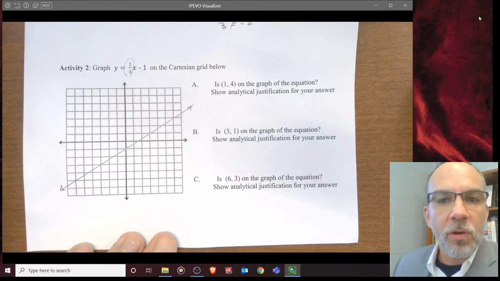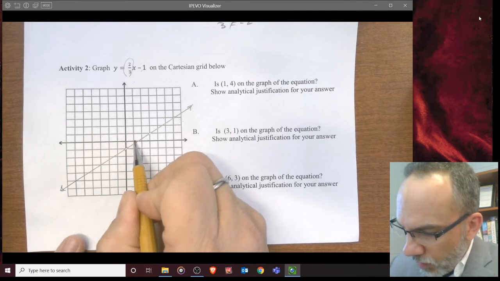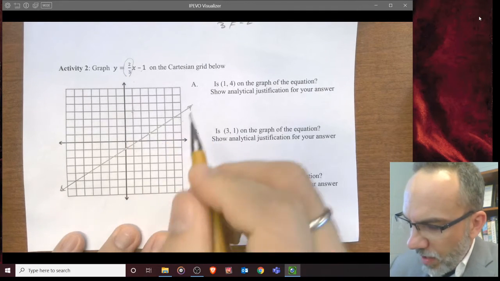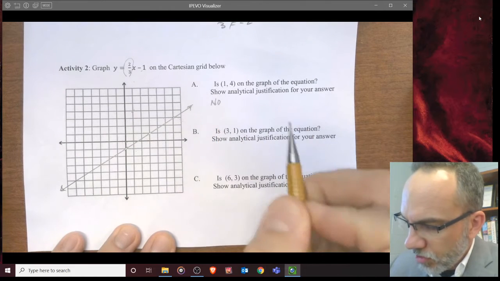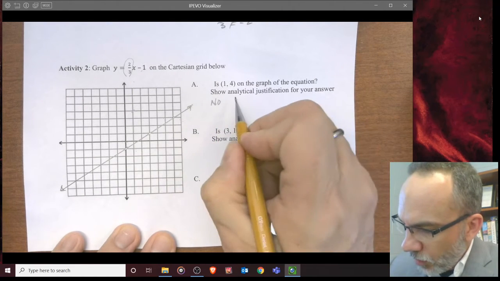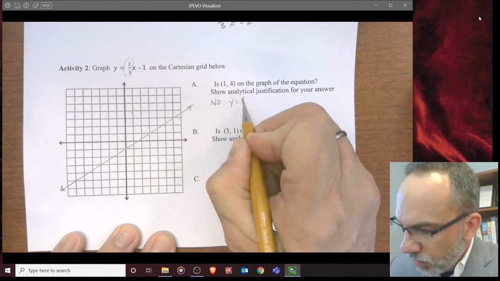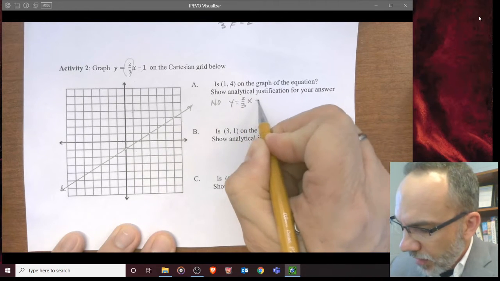Is (1, 4) on the graph? So let's go over to 1, go up 1, 2, 3, 4. No way, man. That's way off. No. Show analytically. Okay, so what was it? It was y is equal to 2/3 x minus 1.